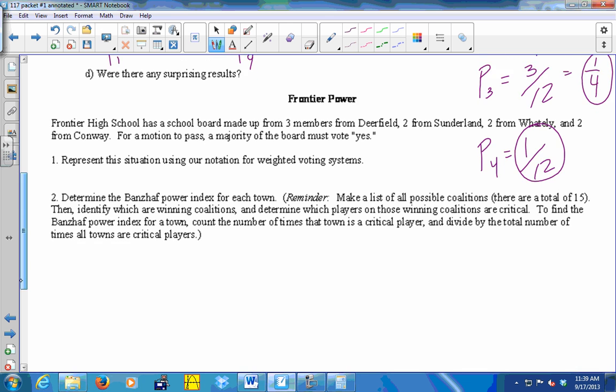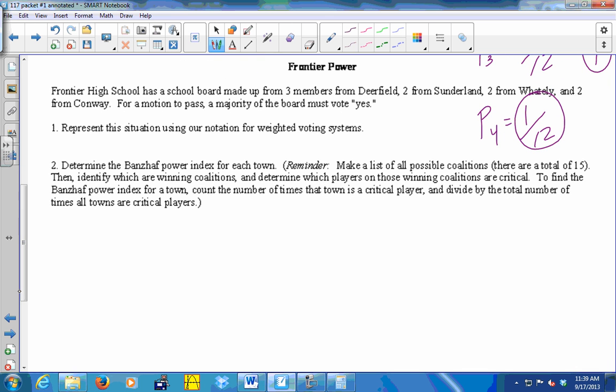All right. So I'm going to have you work on a little activity in your groups. Frontier High School has a school board that's made up of 3 members from Deerfield and 2 from Sunderland and 2 from Whately and 2 from Conway. Anybody go through the Frontier school system? Just 1 person. Wow. Okay.